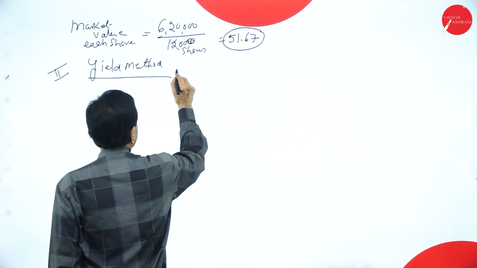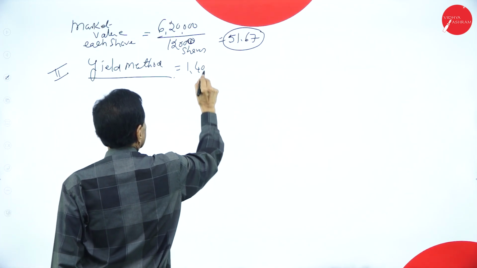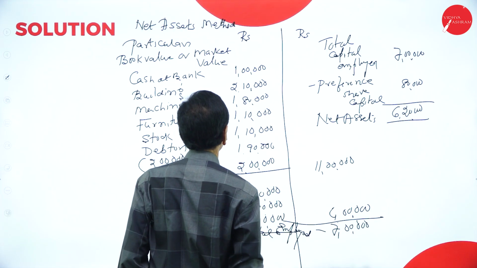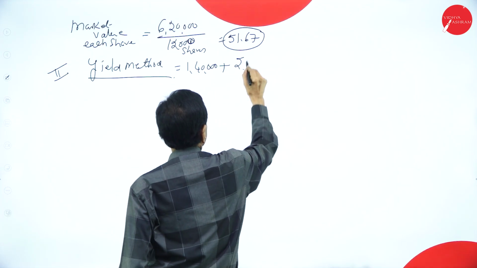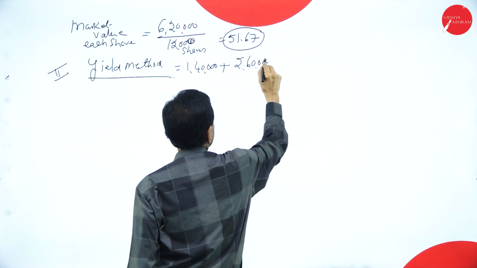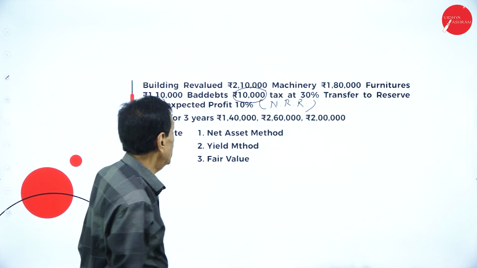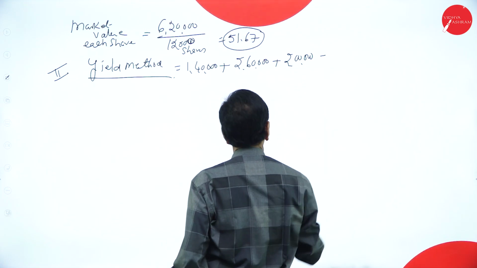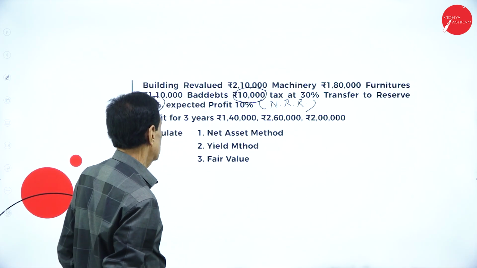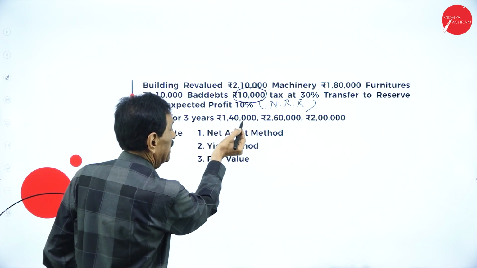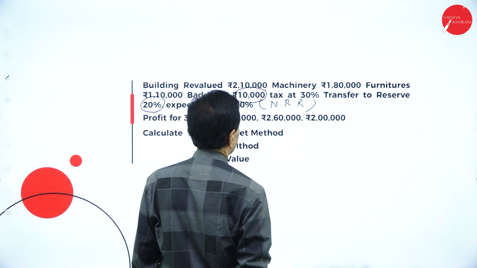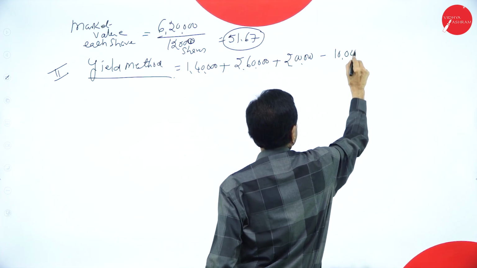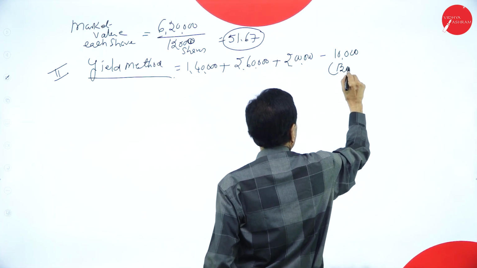1,40,000 plus 2,60,000 plus 2 lakh minus bad debt. How much is your bad debt? Bad debt is 10,000.